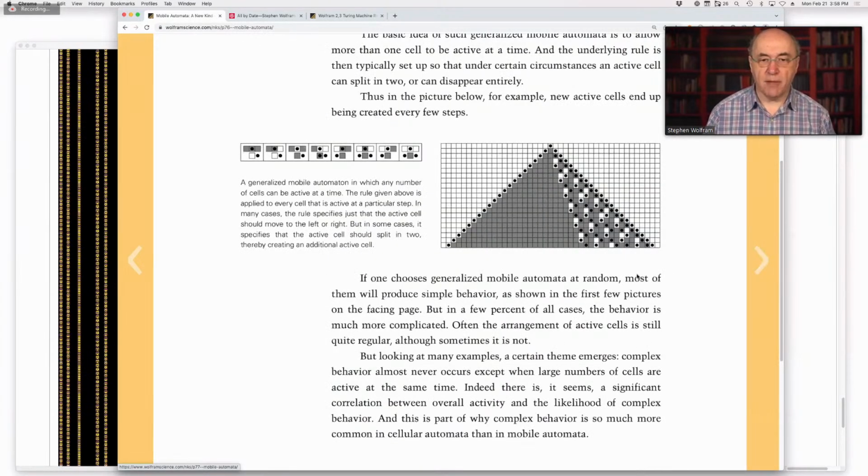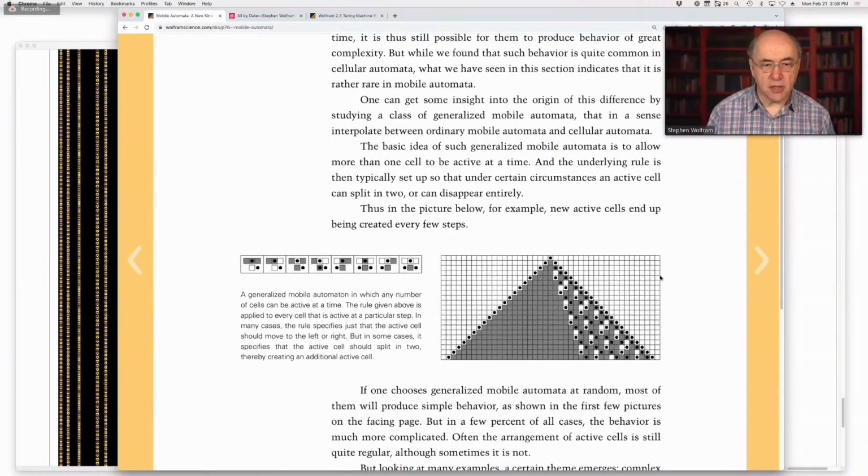Okay, so next up, I think this was, what is this? Oh yeah, this is something hardly studied at all. These are generalized mobile automata in which you can have multiple heads running around.